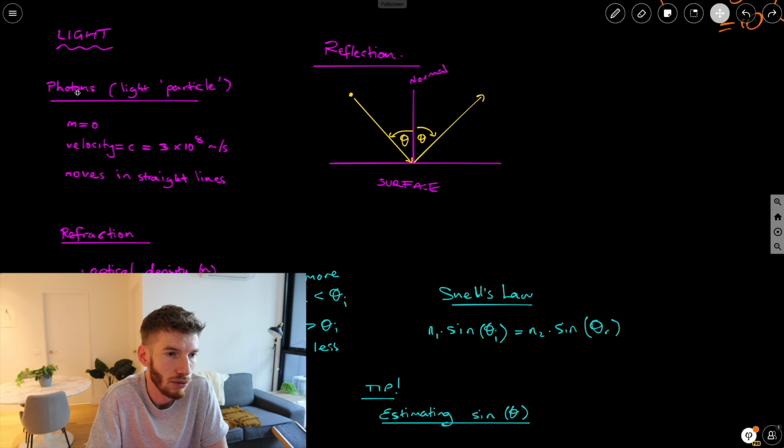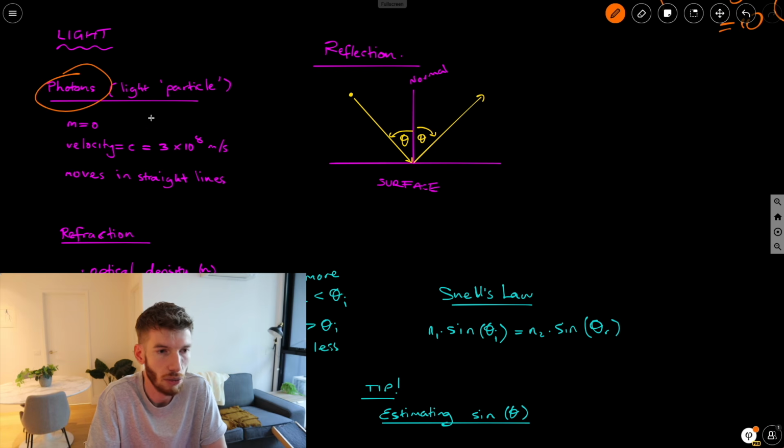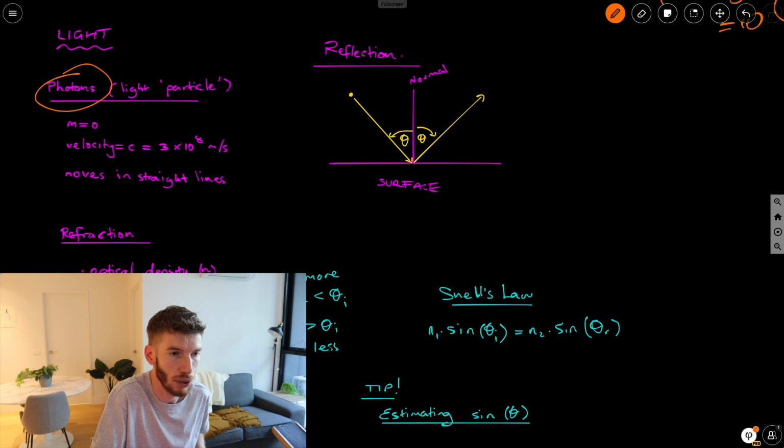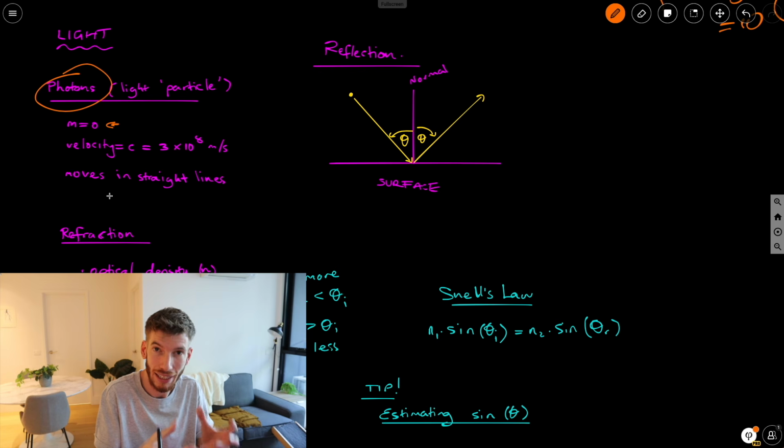But in terms of light, what we want to think of first of all is, what is it made of? So photons are going to be what we'll call a light particle. It's not really a particle because it doesn't actually have mass or anything, so that's what m equals 0 means here. We can think of it as a packet of light energy, right?